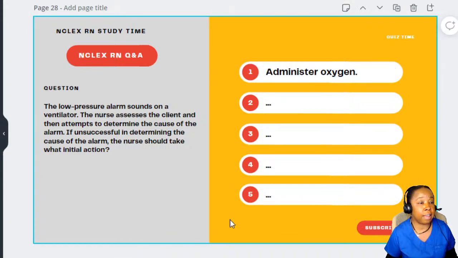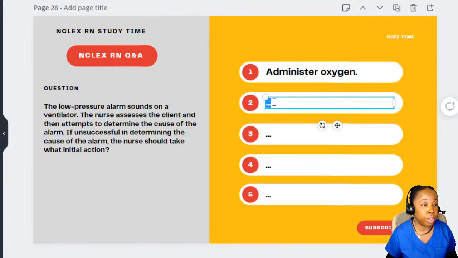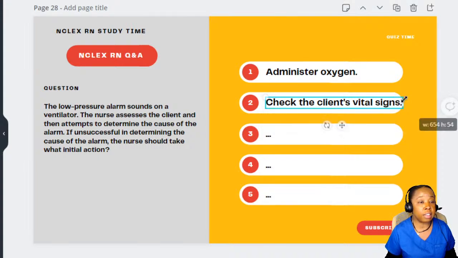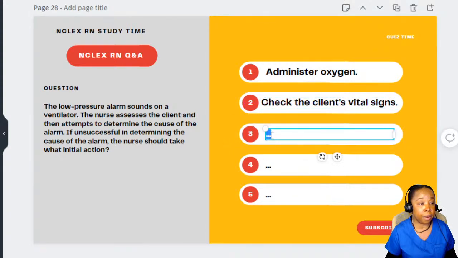The first one says administer oxygen. You hear the alarm and then they say administer oxygen. You might hear the low alarm, and when you look at the monitor, you see the patient's oxygenation and saturation are perfect. So that might not be the answer. The next one is check the client's vital signs. They want you to check the vital signs while you're doing the assessment to see if there's any problem.